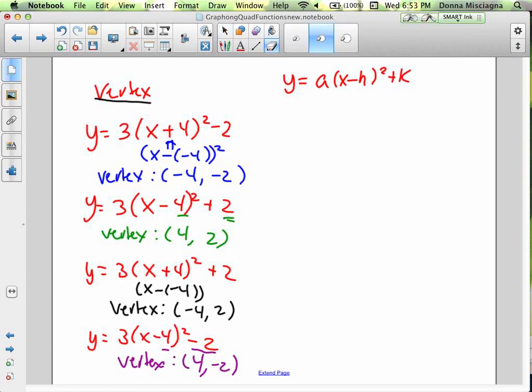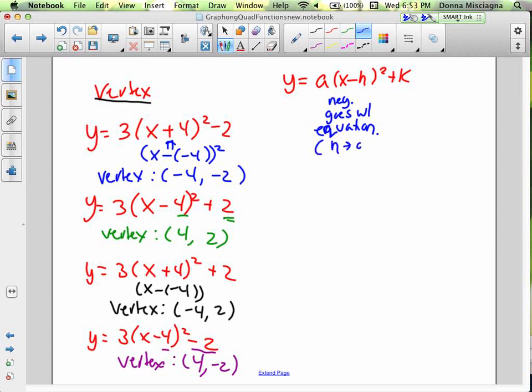Because the negative goes with the equation, for the x minus h part, I was trying to write the word equation. Negative goes with the equation. So you're going to make h the opposite, but k you keep the same. And that's all there is to find the vertex in vertex form. Easy cheesy, lemon squeezy.